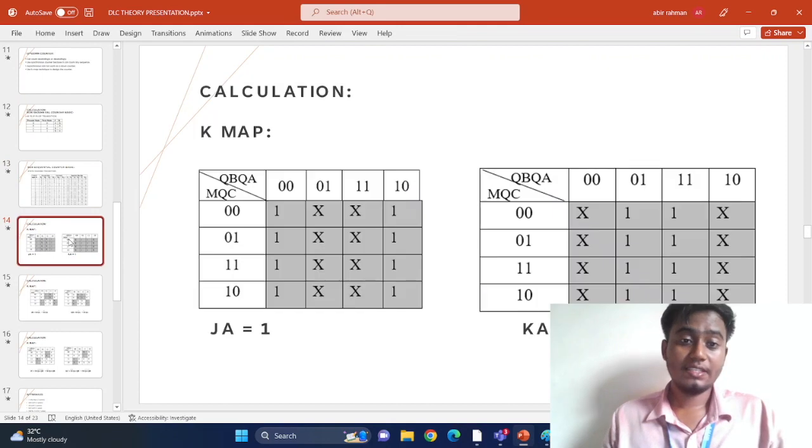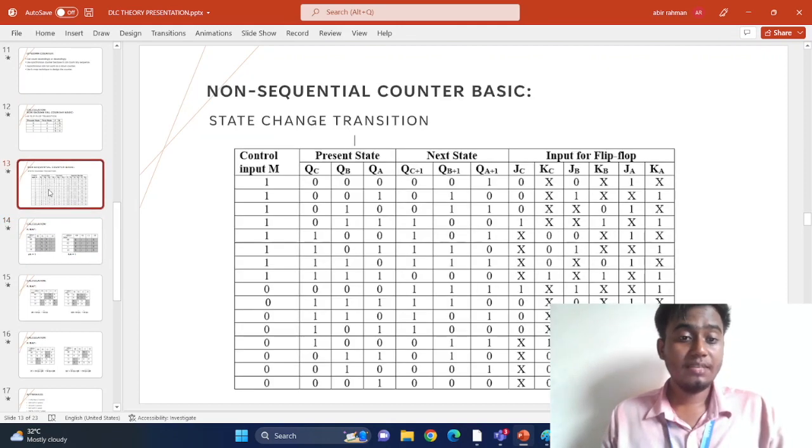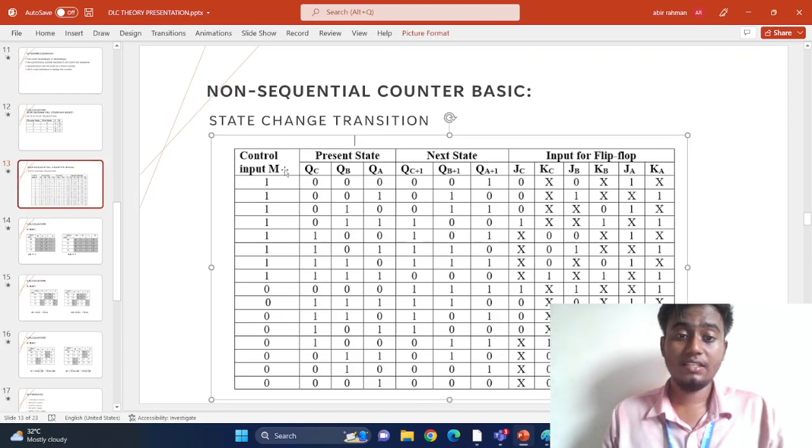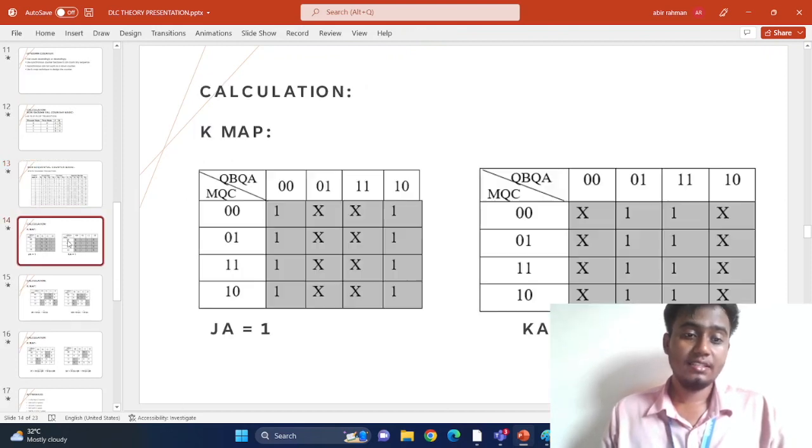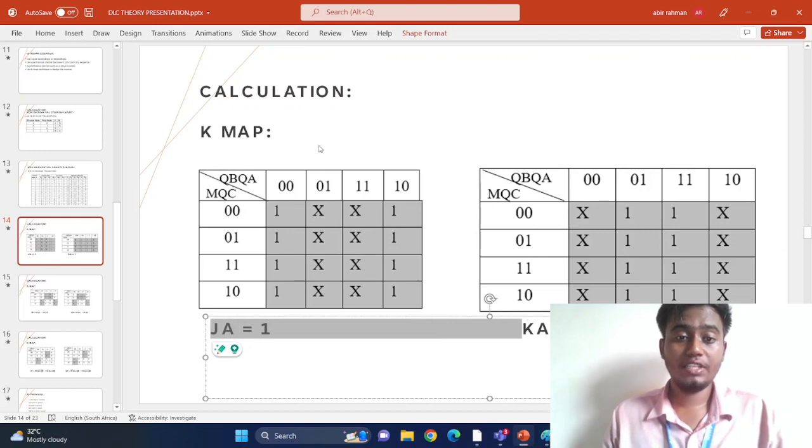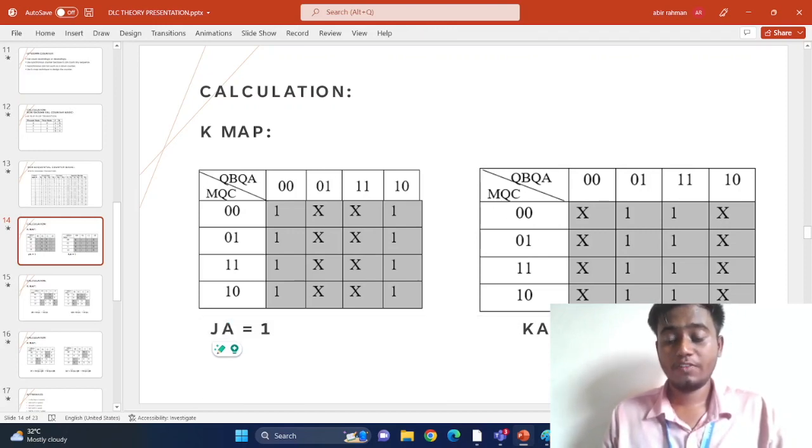Let's see what happens in the K-map. From the table we already know that there are 4 variables. Why? Because M exists here. So M, QC, QB, QA. These are our 4 variables for the present state. Here we fill up all the K-maps and we find this equation JA. We already know how to fill this K-map, and we also find this KA.